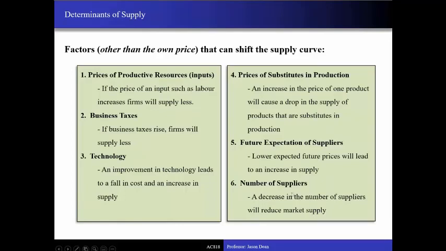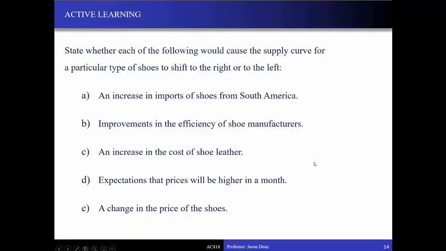And then, of course, the more firms in a particular market, the more the supply curve would be shifted to the right. So the number of firms in the market offering the good or service for sale, the more of them there are, the larger is the quantity supplied at every individual price. Okay, so let's do another practice question.